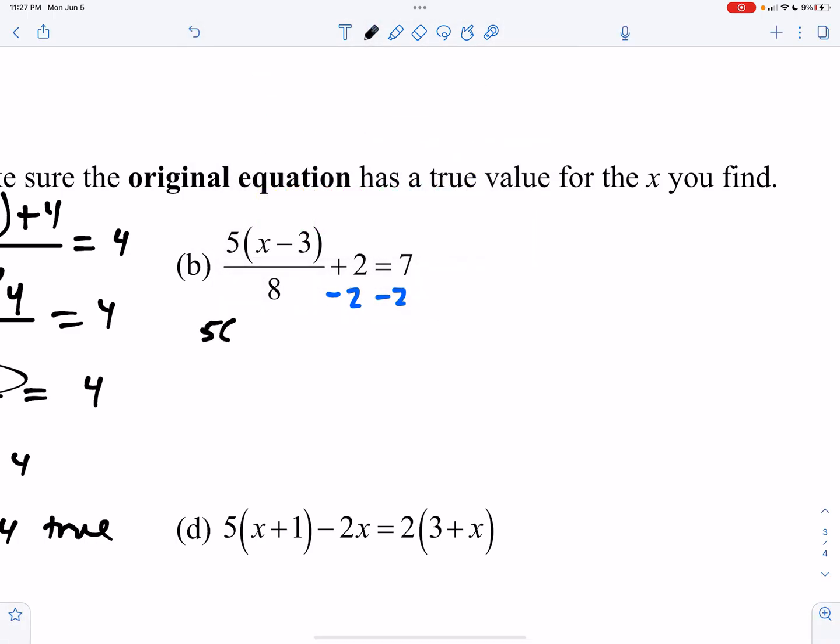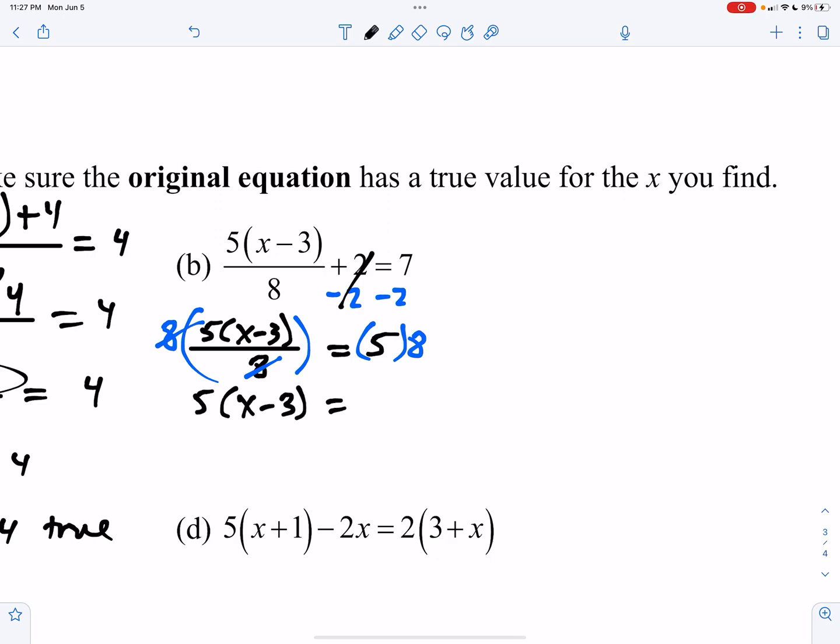I get 5 times x minus 3 over 8 equals, and then 7 minus 2 is 5. Well, now I can see the next thing that's done to x is I'm dividing by 8. So the opposite of dividing by 8 would be to multiply by 8. Okay, and we get 5 times x minus 3 equals 40.